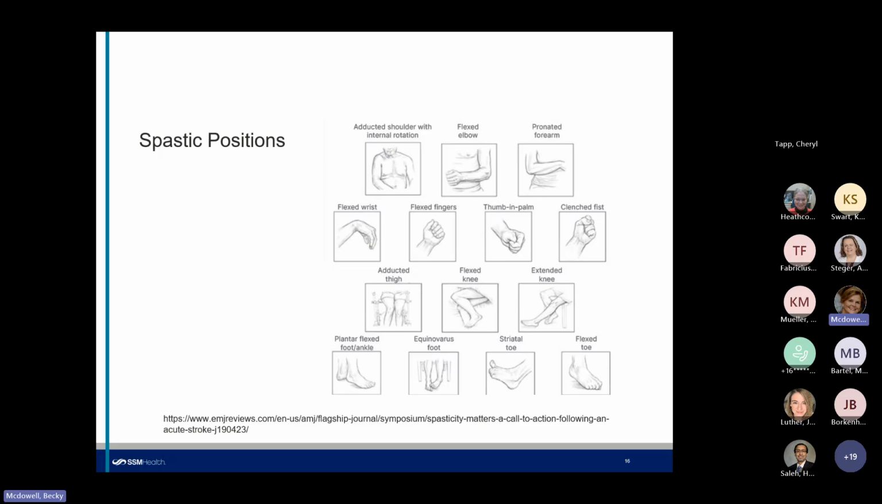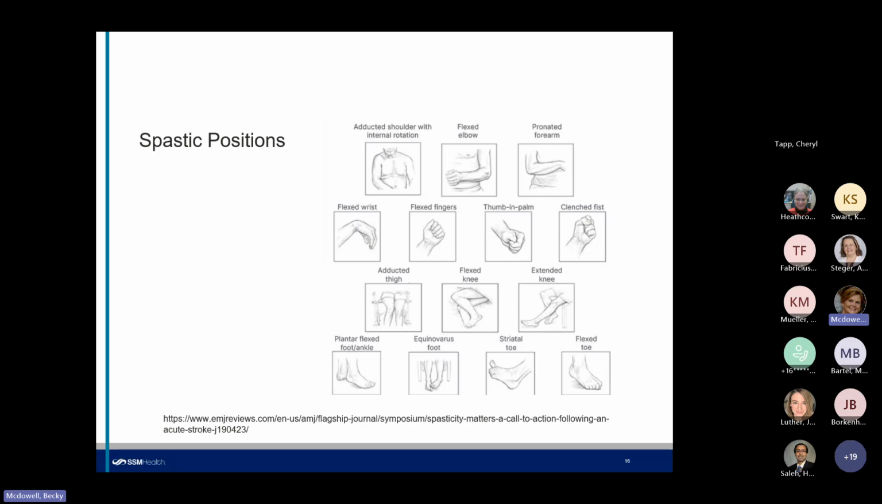So when I see somebody's spasticity, we see certain positions that are very common. We often see a flexion position where the arm is adducted at the shoulder, the elbow is flexed, the forearm is pronated, the wrist is flexed, and the fingers are flexed, and the thumb is flexed. And you can see some of those in these pictures here.